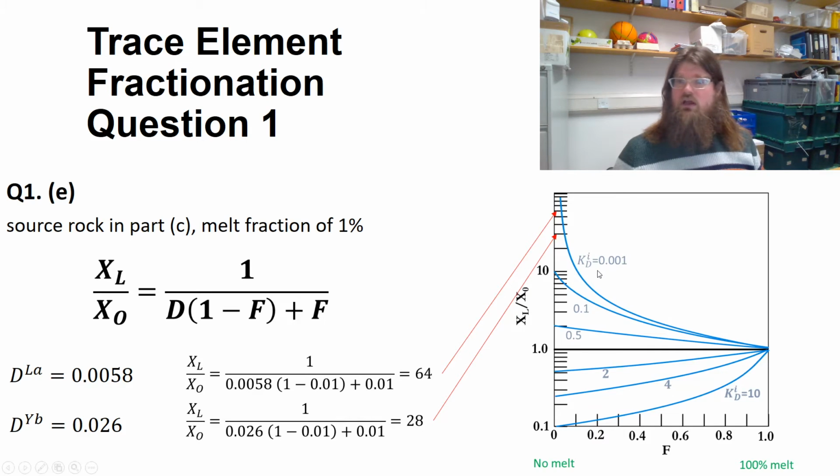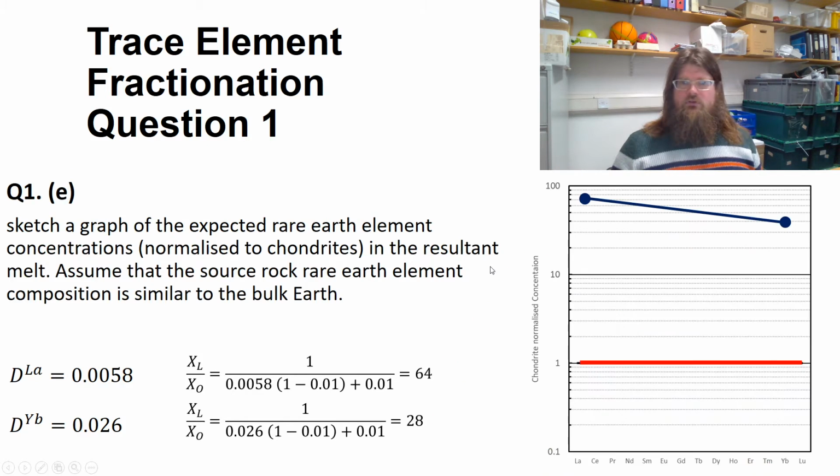So a few people used this figure here to show this, which was great. So at a low degree melt, the more incompatible elements will be up here, the slightly less incompatible elements will be, so looking at making a sketch of this, a sketch of the expected rare earth element concentrations normalized to chondrites.